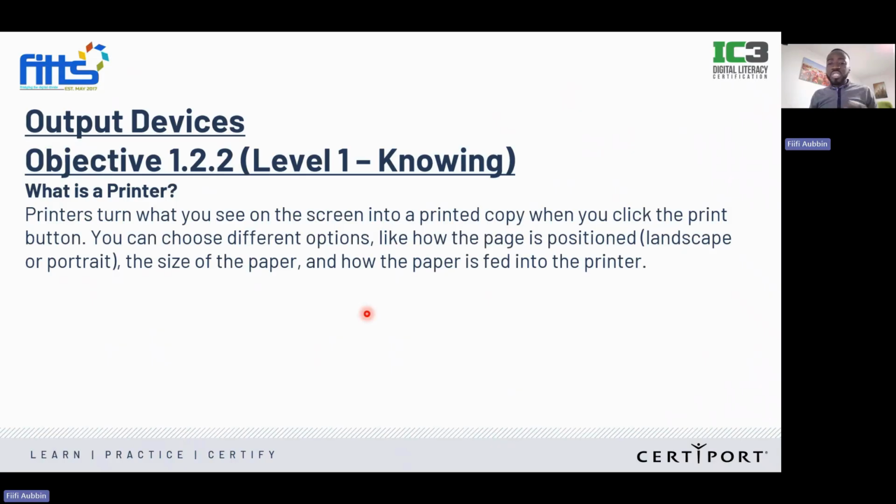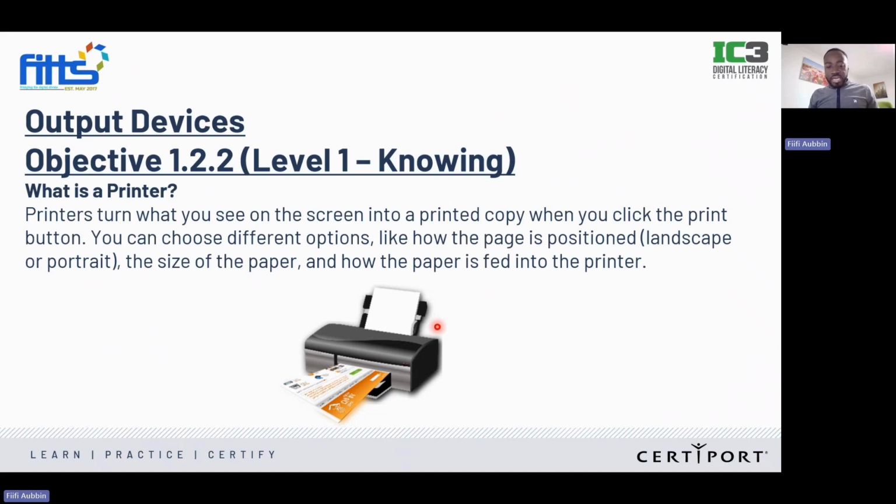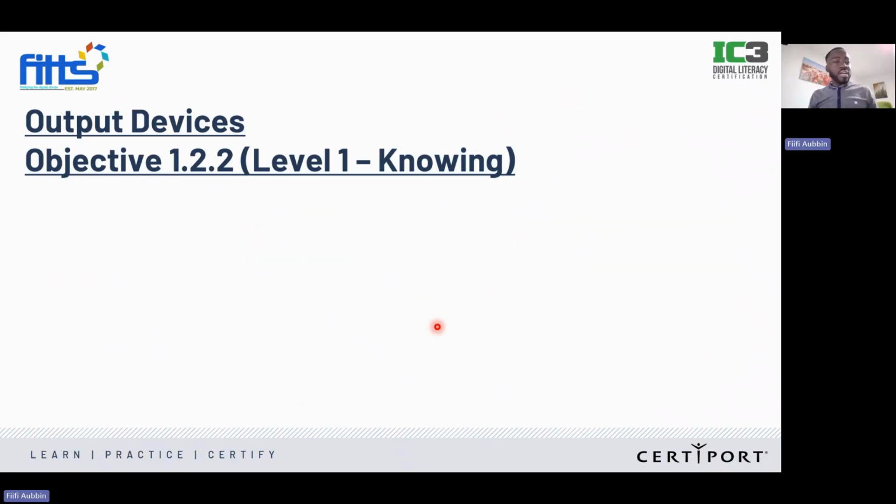You choose different options like how the page is positioned, landscape or portrait, the size of the paper, and how the paper is fed into the printer. When we get to the content creation bit, we'll speak about Microsoft Word, PowerPoint and other powerful features that you need to learn and understand to use for your work. You press Control P to print, then it comes out. That's a very simple picture. You can do a Google search and get loads of examples to help you internalize these facts.